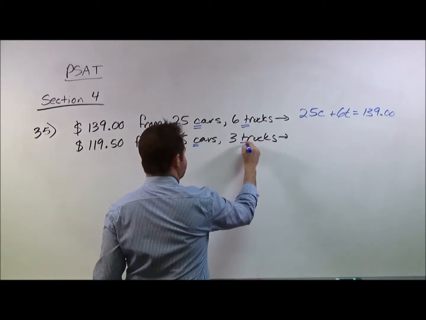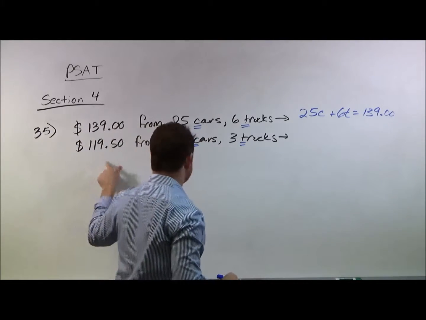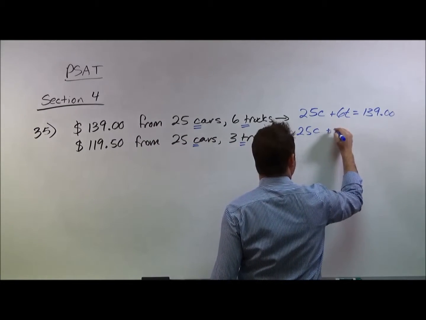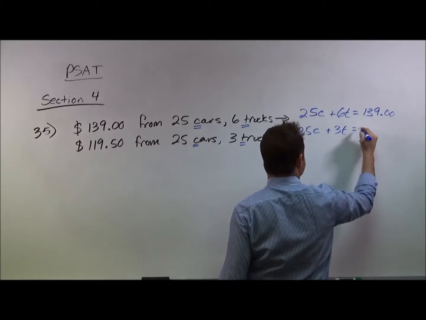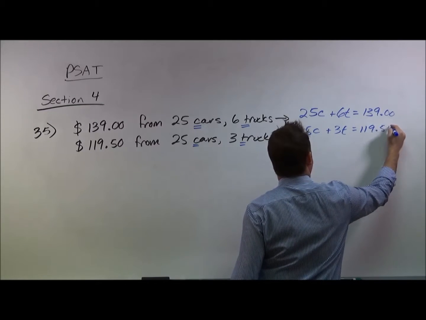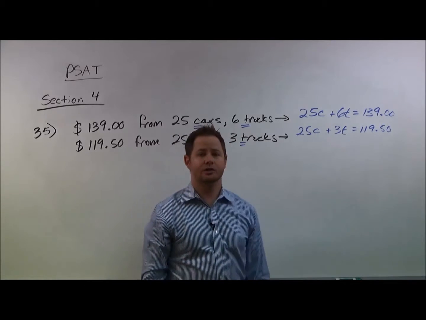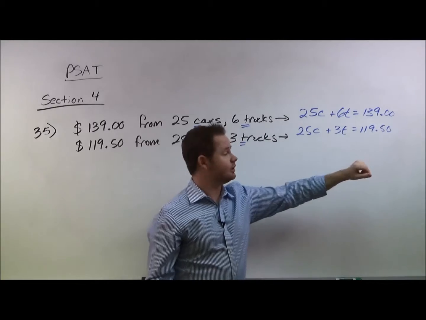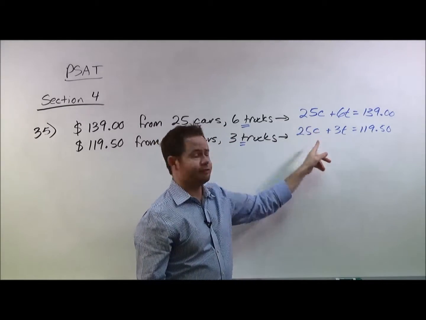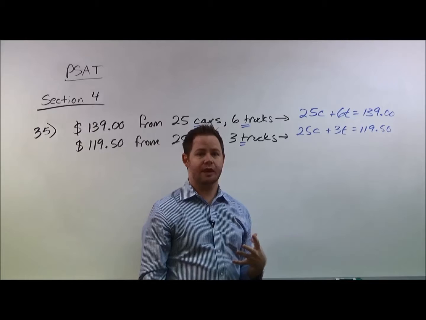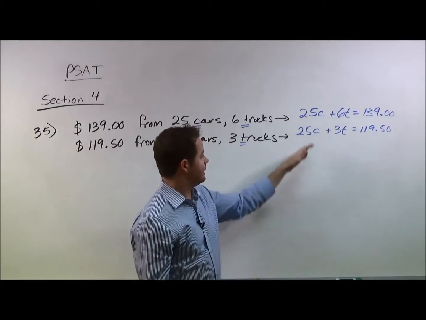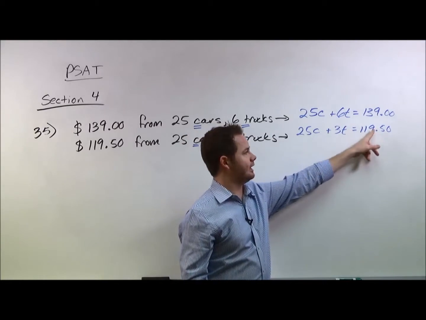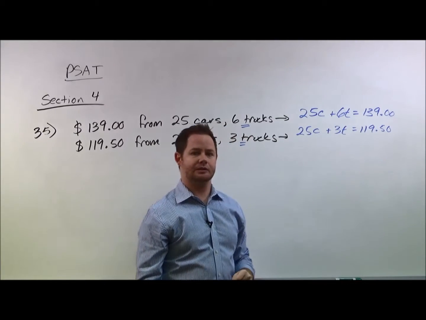Now let's see if we can come up with an expression from our second statement. We still have 25 cars and we have 3 trucks, and the total is going to be 119.50. So we add together our 25 cars and our 3 trucks, and that provided us with 119.50. Now to solve, what we do is we want to cancel out one of our variables, and it works out nicely that it was the same number of cars each time, because now when we subtract, when we take the difference, we can cancel out the cars. It was really only the difference in the number of trucks that accounted for this difference in the amount collected.